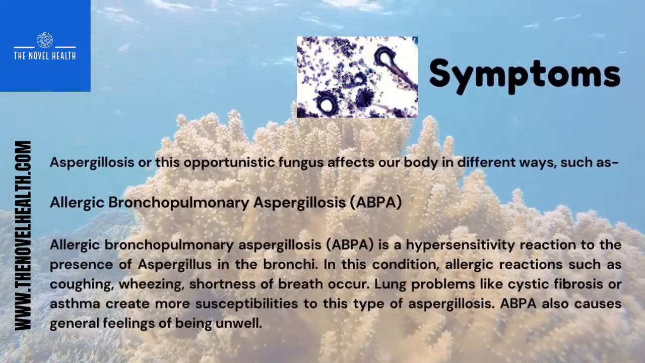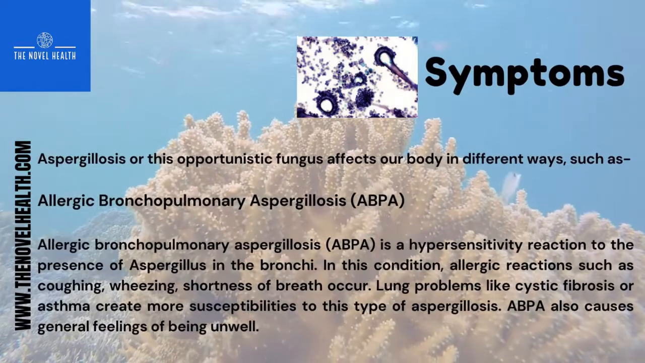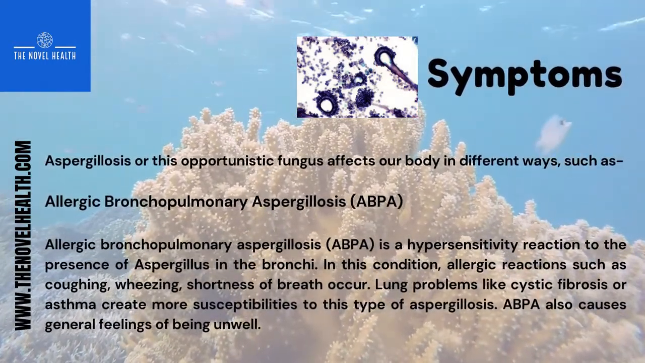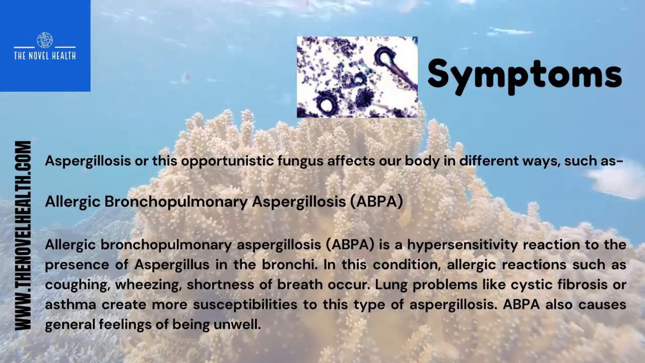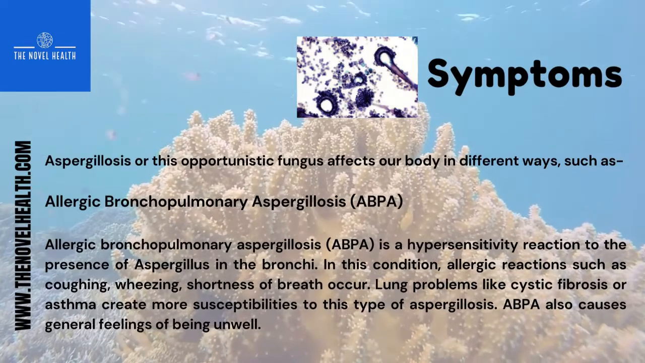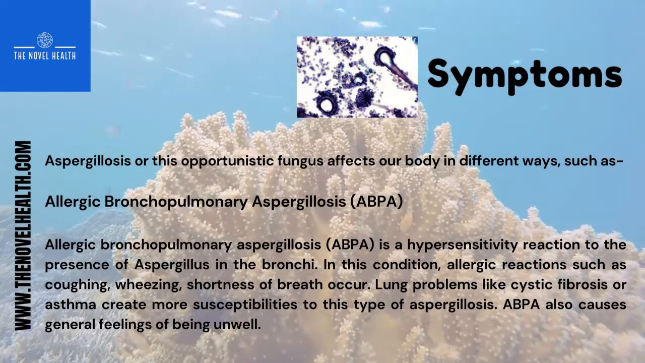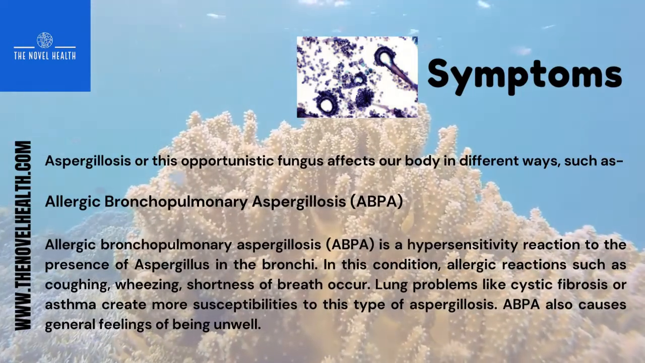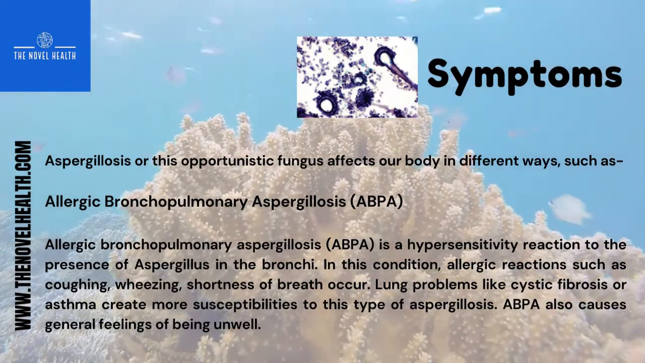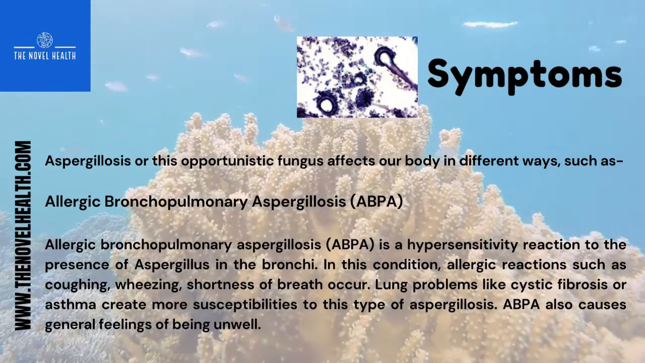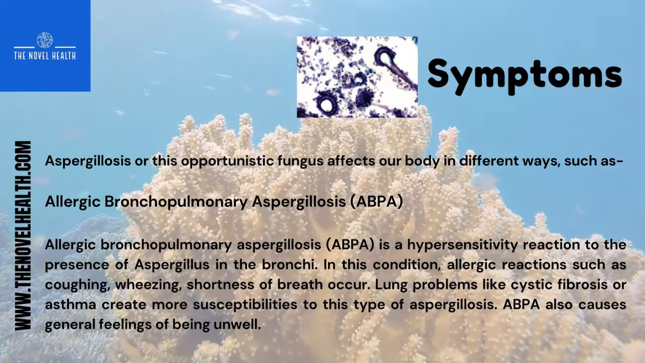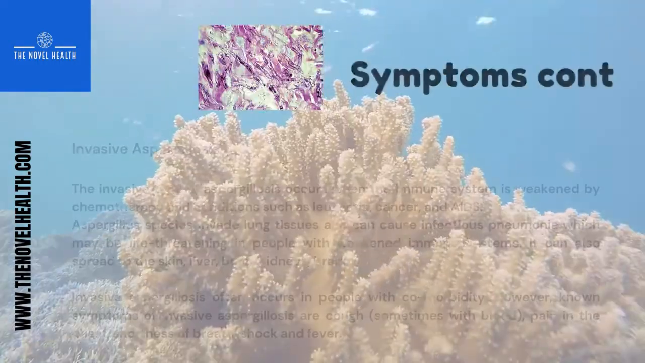This opportunistic fungus affects our body in different ways, such as allergic bronchopulmonary aspergillosis. ABPA is a hypersensitivity reaction to the presence of Aspergillus in the bronchi. Here allergic reactions like coughing, wheezing, and shortness of breath occur. Pulmonary cystic fibrosis or asthma create more susceptibility to this type of aspergillosis. ABPA also causes general feelings of being unwell.